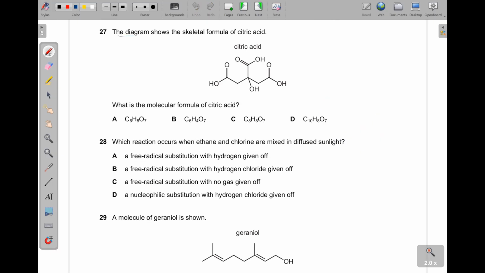Question 27. The diagram shows the skeletal formula of citric acid. What is the molecular formula of citric acid?